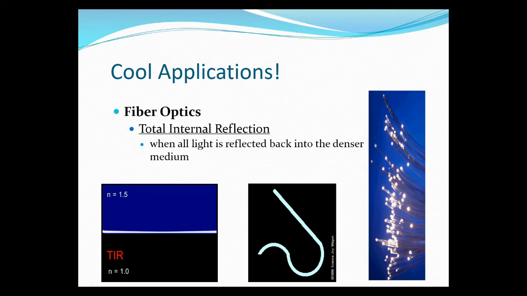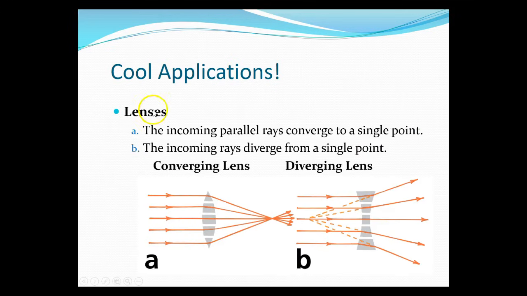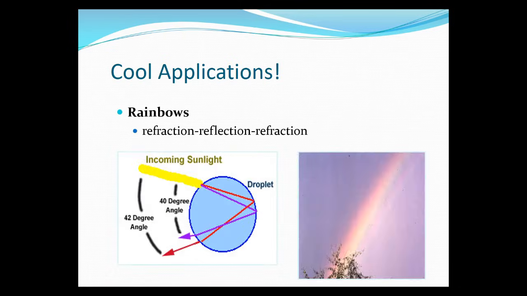Okay, so let's talk about some applications of this. Fiber optics is just whenever you have total internal reflection. It's whenever light is reflected back into the denser medium. Another application is lenses. The incoming parallel rays converge to a single point, and this happens whenever you have a converging lens. And of course, with a diverging lens, the incoming rays diverge from a single point. I bet you've probably seen lenses like this, and you'll be exposed to them fairly soon if you haven't already.